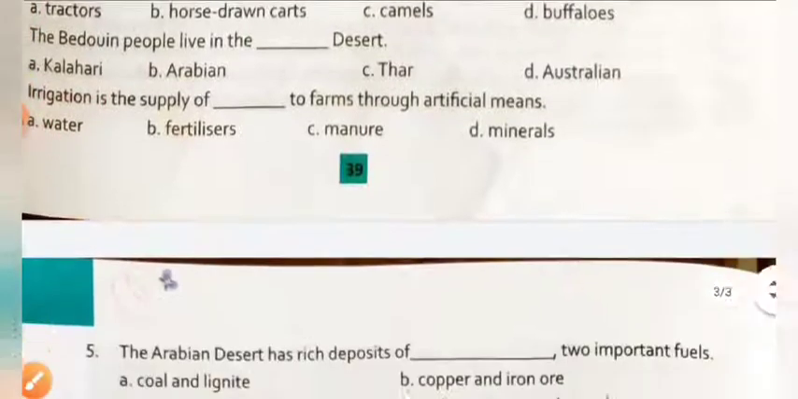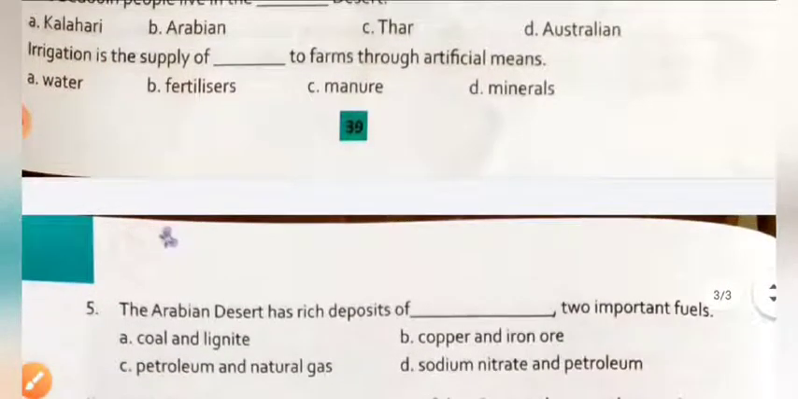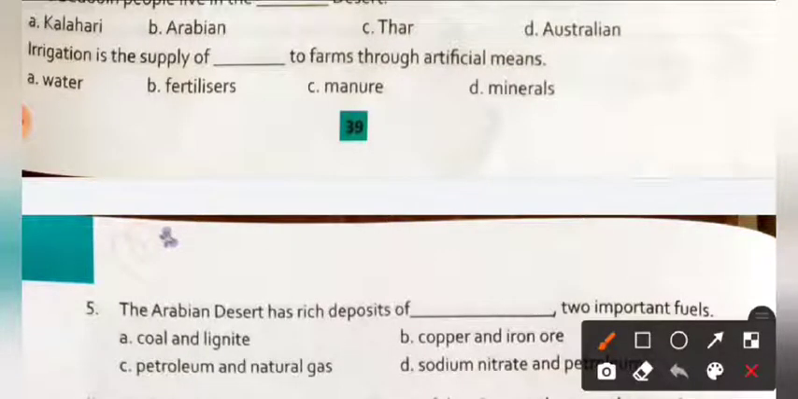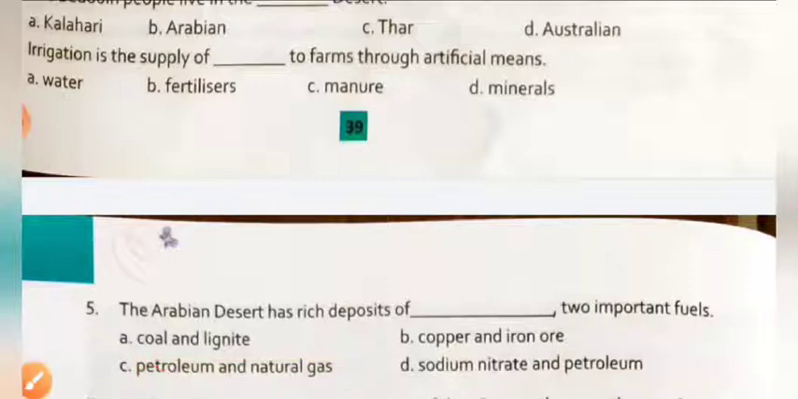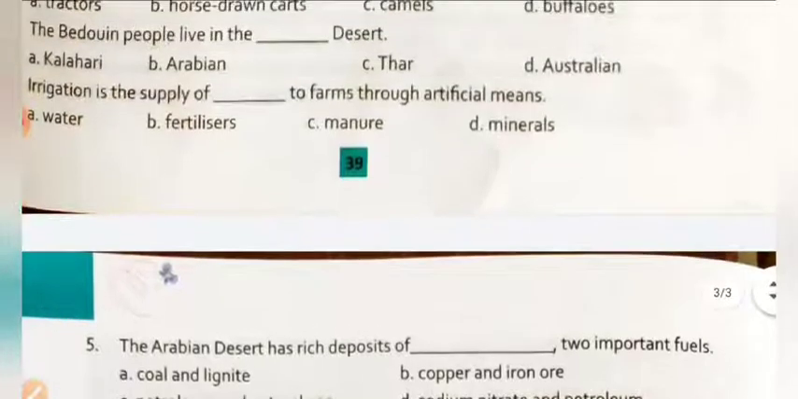And next: the Arabian deserts have a rich deposit of two important fuels, petroleum and natural gas. You know that Saudi Arabia, Iran and Iraq are among the world's largest fuel producers. Okay, so that's all.